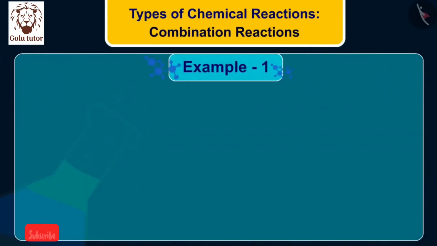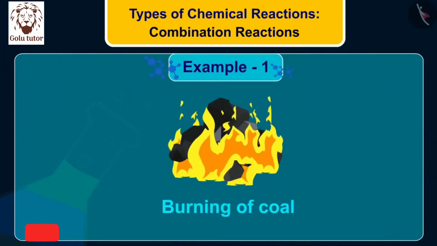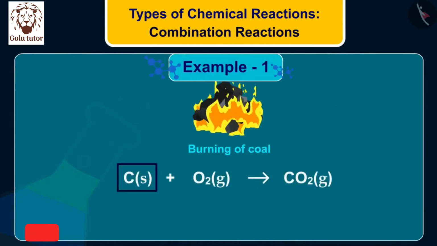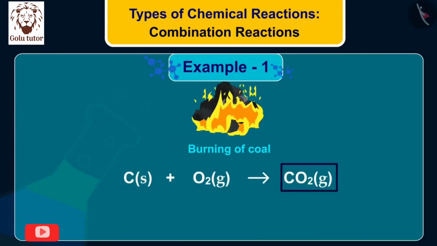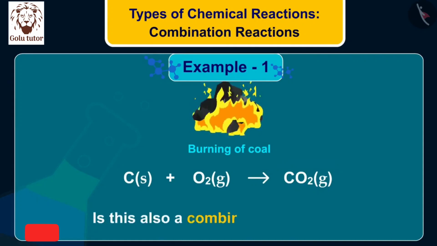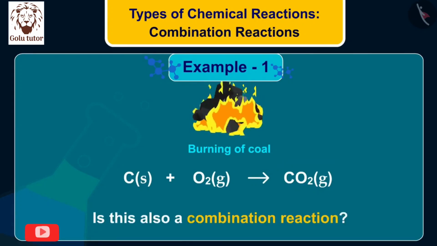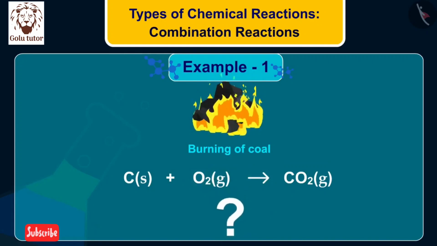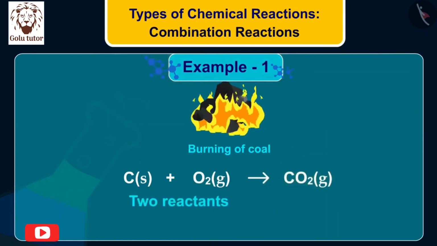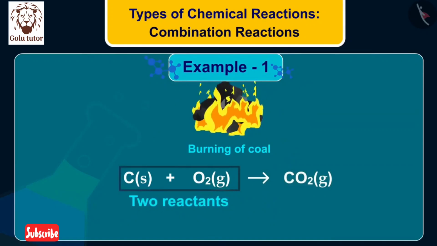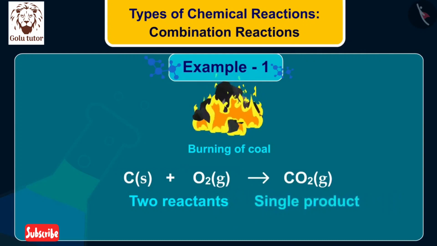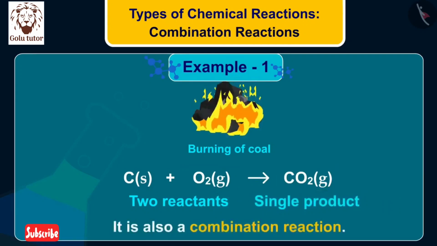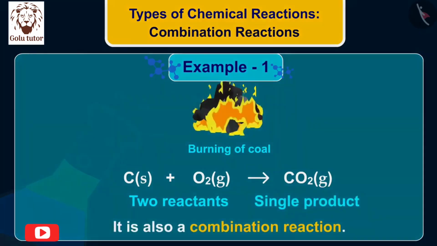The first example is that of burning coal. In this, coal, which is carbon, reacts with oxygen to form carbon dioxide. Is this also a combination reaction? Why? Because two reactants, that is, carbon and oxygen, are combining to form a single product, which is carbon dioxide. Hence, it is also a combination reaction.